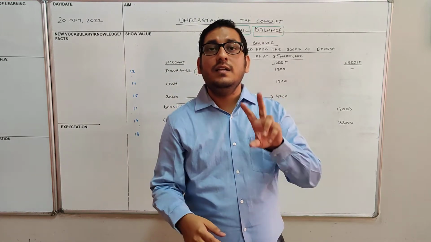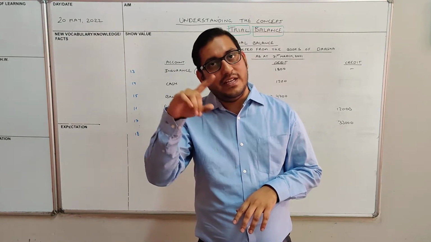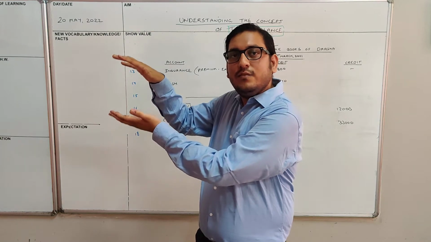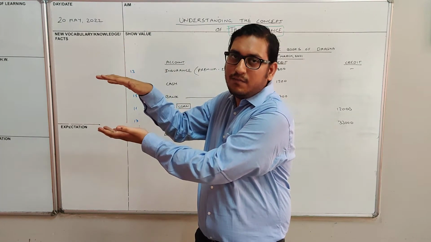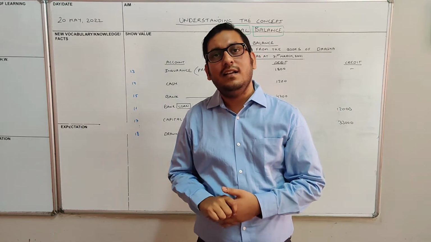So personal account can have a debit balance or credit balance depending on whether it is a trade receivable or trade payable. Cash account will always have a debit balance, but bank may have a debit balance or a credit balance. If you have a deposited amount, if you have savings in the account, it will become my asset. But if I withdraw more than the savings, it will become my liability.